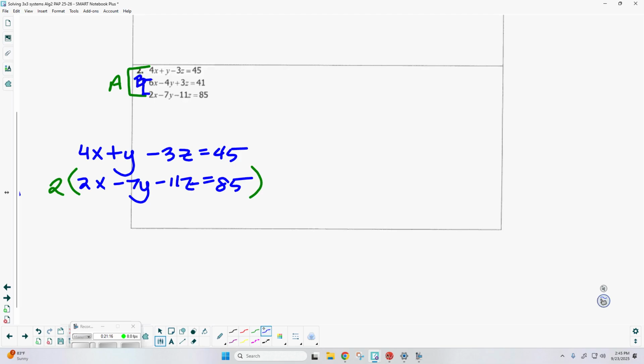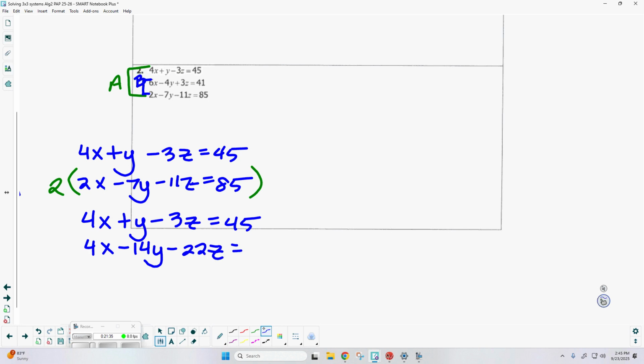So this is going to give me the first one we didn't touch. So 4x plus y minus 3z is equal to 45. So now if I double this equation, I'm going to get 4x minus 14y minus 22z. And this equals. So that would be, what, 170? Okay, there we go.